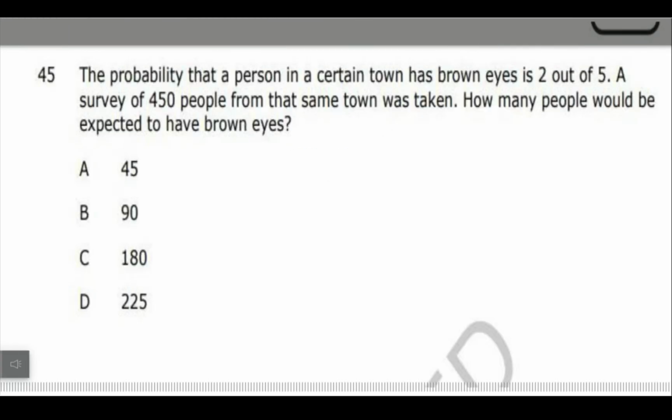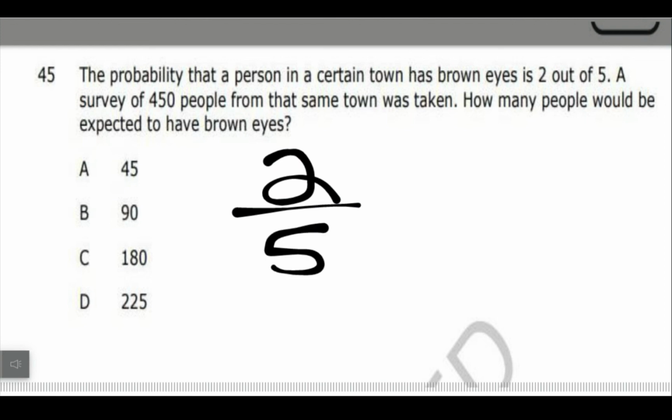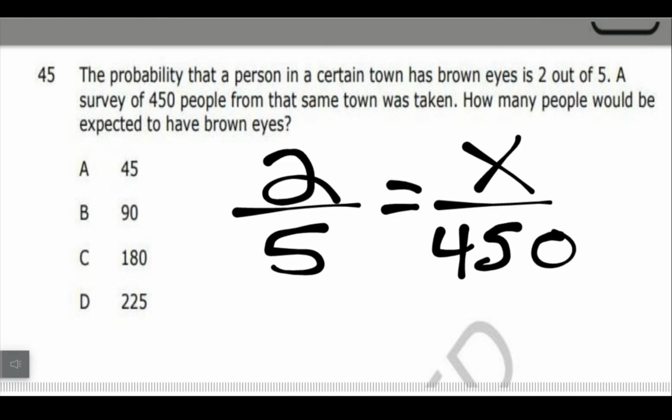And then for the last one, this is a probability question. It says the probability that a person in a certain town has brown eyes is 2 out of 5. A survey of 250 people from the same town was taken. How many people would be expected to have brown eyes? So I'd set up a proportion for this. If I have 2 out of 5, we want to know how many people would have brown eyes out of 450.